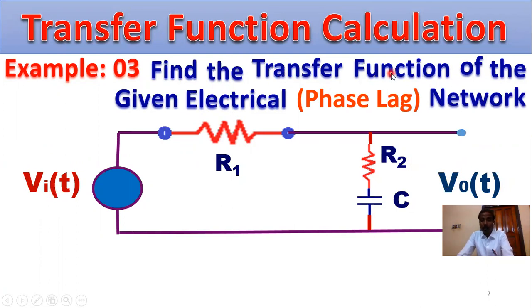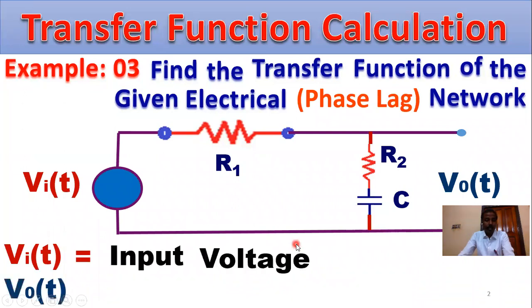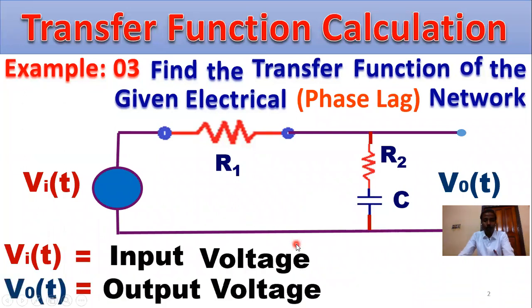So what is the transfer function? Transfer function means output divided by input, or Laplace transform of output divided by Laplace transform of input, with all initial conditions at zero. So it is the Laplace transform of V0(t) divided by the Laplace transform of Vi(t). This is our main focus.